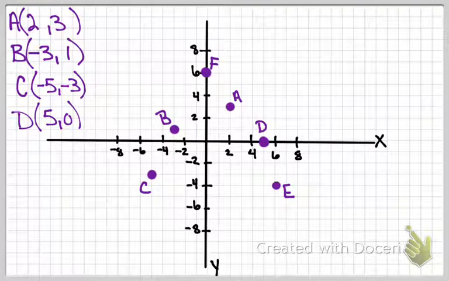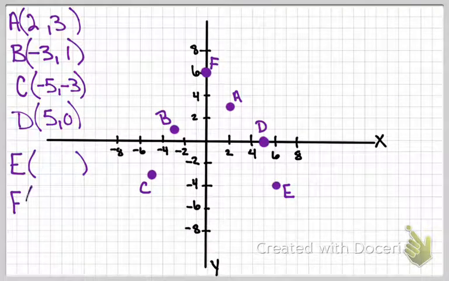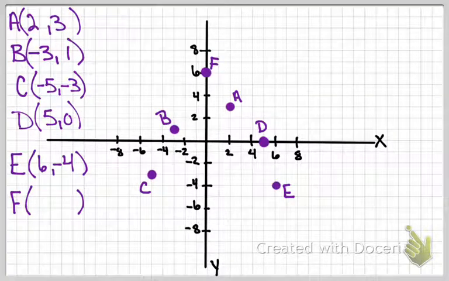I want you to go ahead and do E and F. My ordered pair for point E: 6, negative 4. What about F? 0, 6.